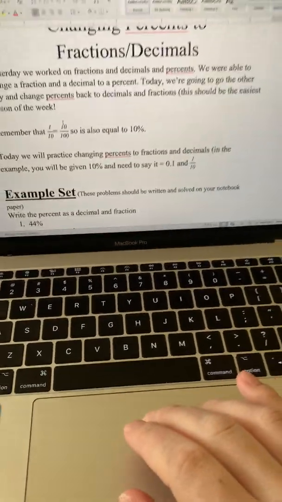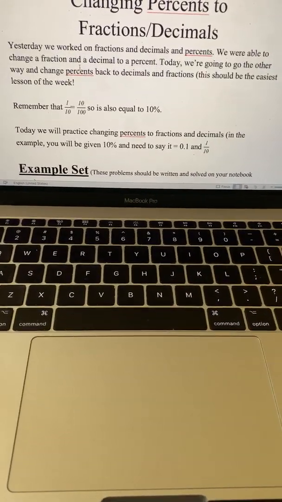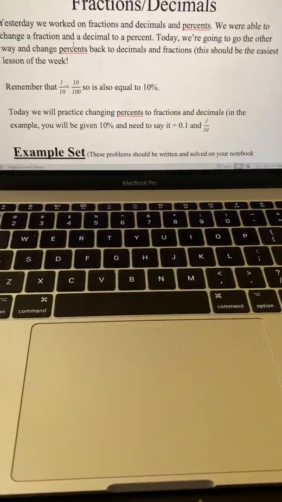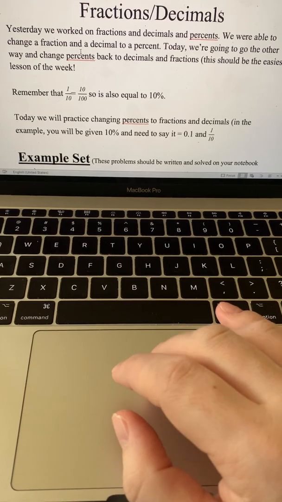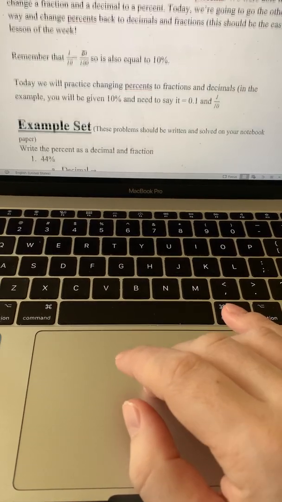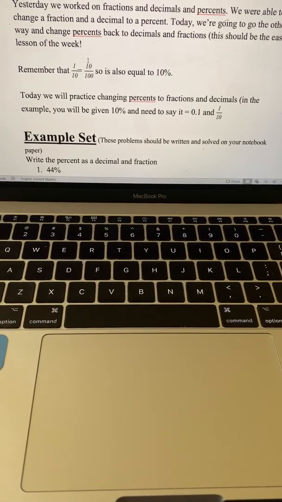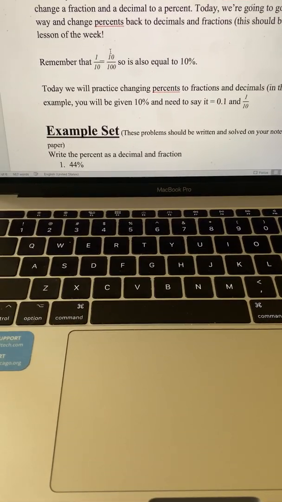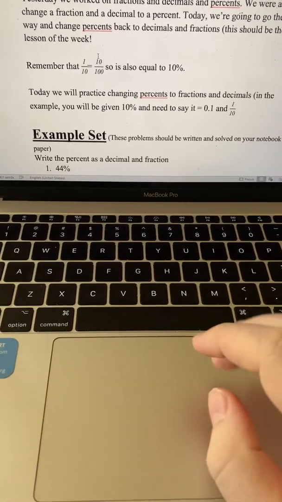Okay, let's jump right in. Yesterday we were talking about fractions and decimals and percents. We got fractions and decimals and we wrote them as percents. Today we're just going to go the opposite direction. We're going to get a percent and we have to write it as a decimal and a fraction. After we're done with that, we're going to be able to pretty much review percent problems for the rest of the week because we'll already know how to convert between the two.